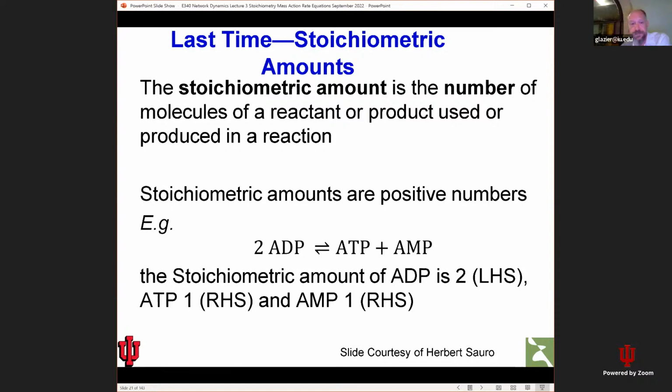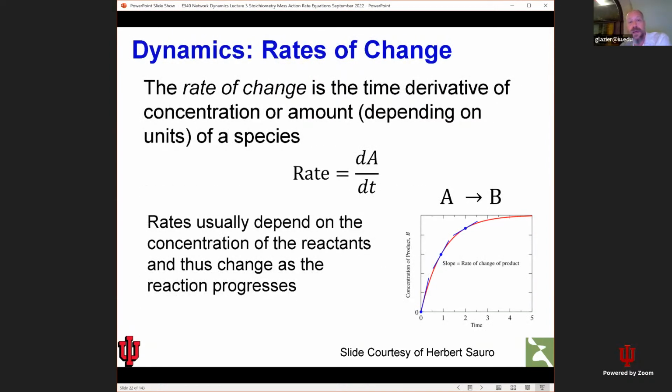So we also have a concept of the rate of change, which is that thing that sits on our arrow. And here, the rate of change is not going to be sitting on the arrow. It's the rate of change of a concentration or amount of the species. So it's the slope of concentration or amount. And that itself will depend on the concentrations.